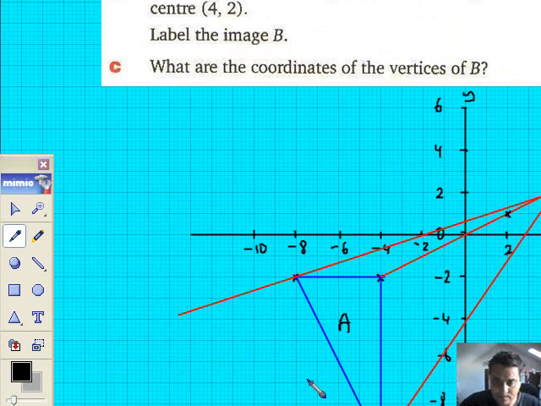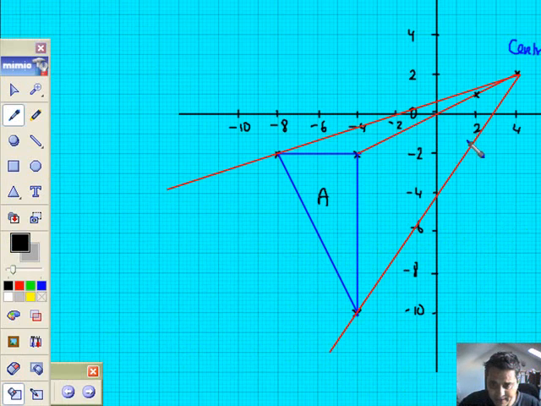Now, without any further ado, I can now use my construction lines to take this equivalent vertical drop from there to there, and do the same from here to here.